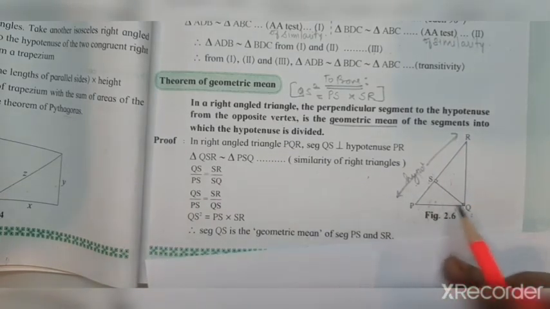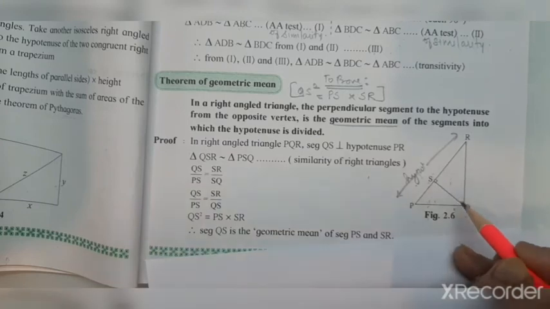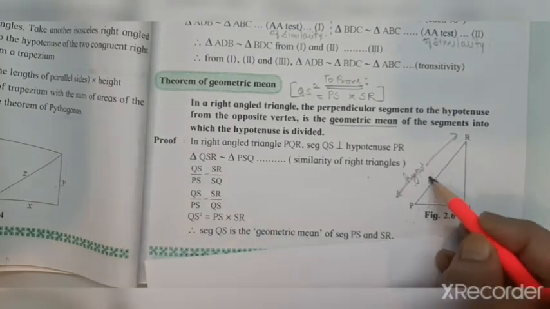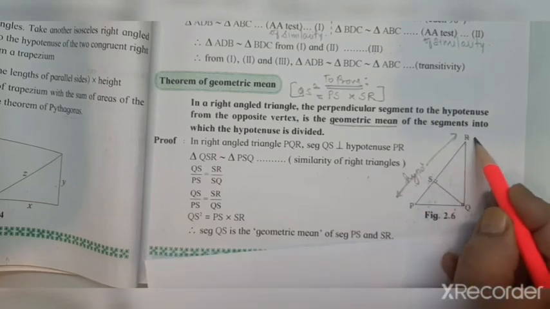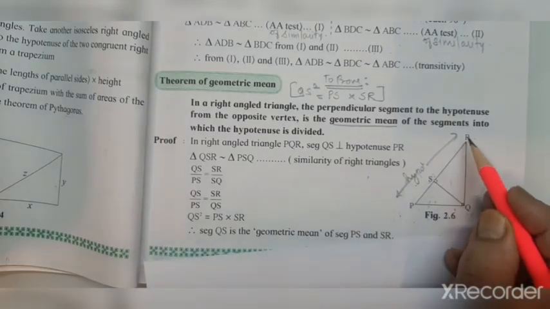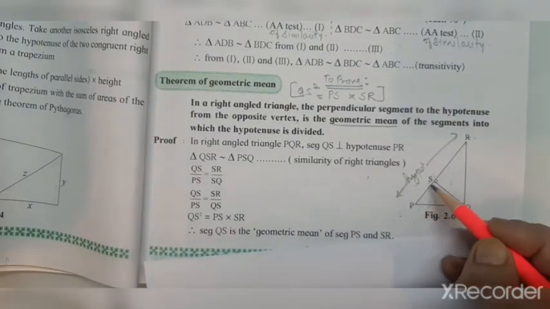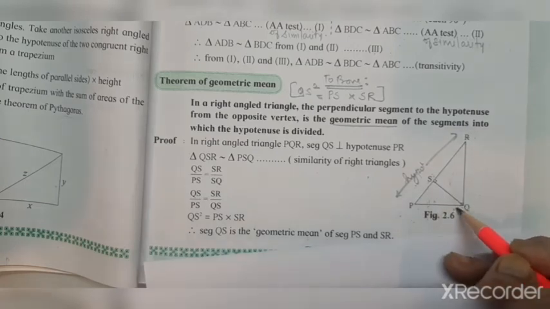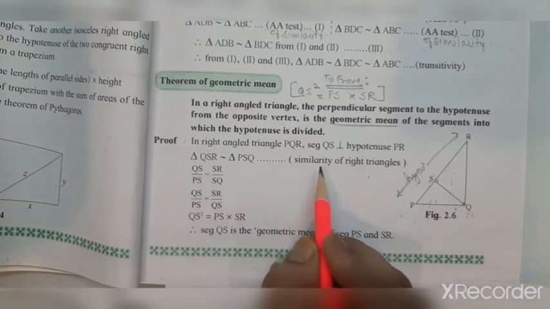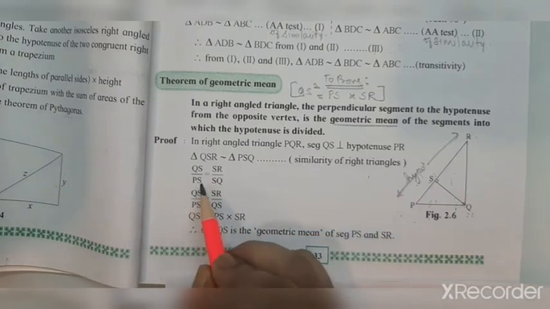Maybe here what they have given, I will use the same names. QSR is not similar to QSP. Do not write QSR similar to QSP. They are not according to one-to-one correspondence. So QSR is similar to PSQ. Okay, after writing that, directly you can give the statement here. Reason, similarity of right angle triangles.